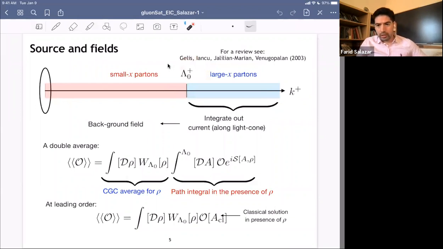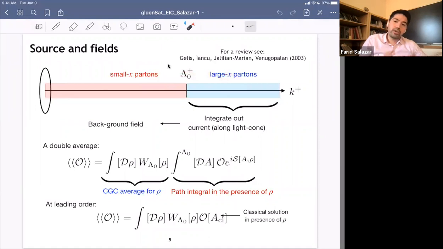And of course, the observables should be independent of this scale, and there will be a renormalization group equation that tells you how to move this scale so that the observable is actually independent of this fictitious scale which delineates these two kinds of degrees of freedom. But so yes, you will see this double average.